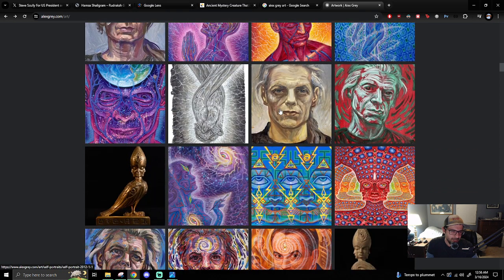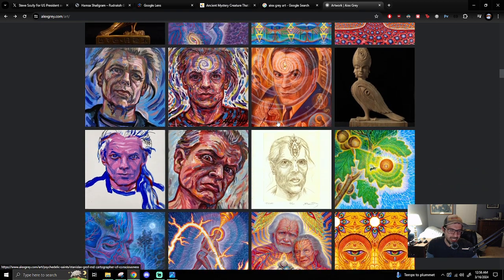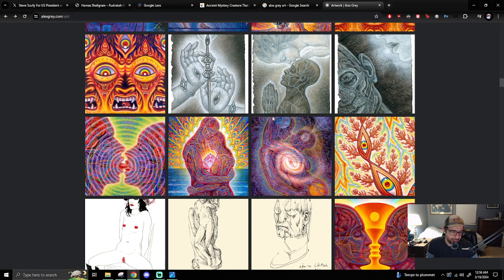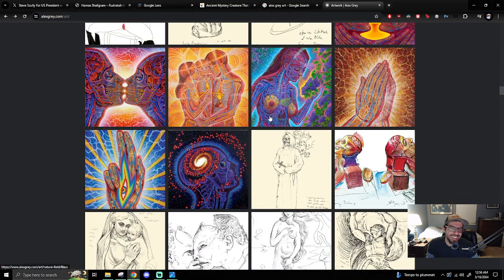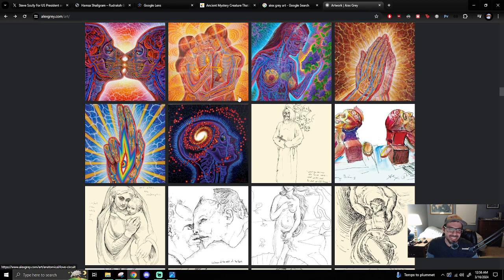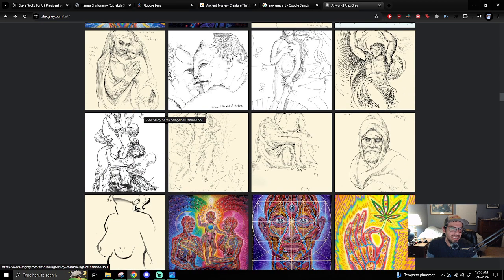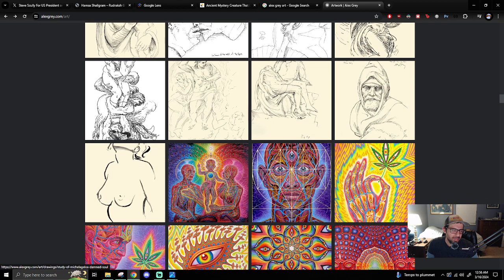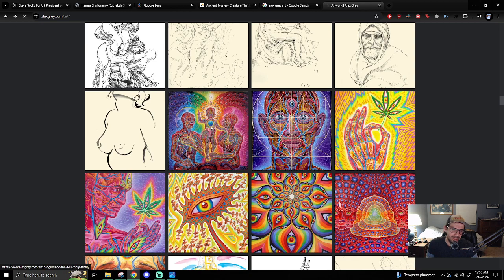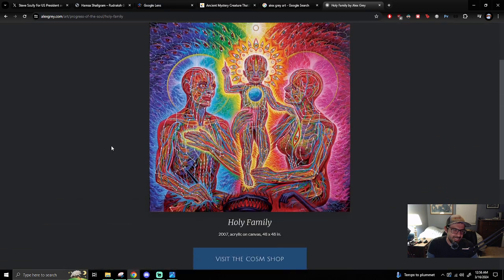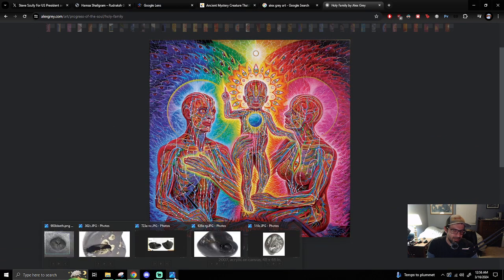So cool. Let's see if we can find any that seem related to the shallogram. Oh, that's pretty. It's so cool. Oh my god. I didn't really look at these at all. Just realizing. This one is cool. I like this one a lot. It made me think of this. The Holy Family.